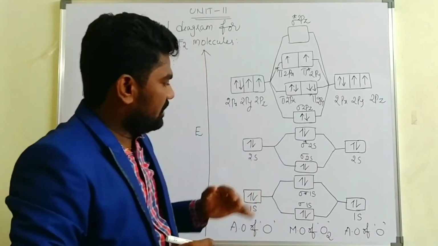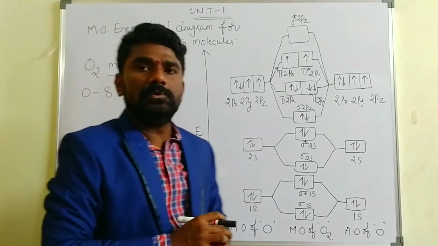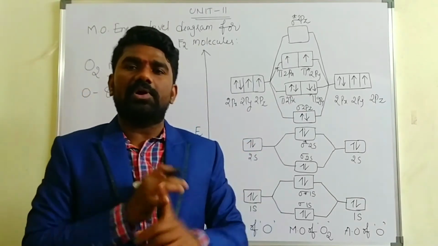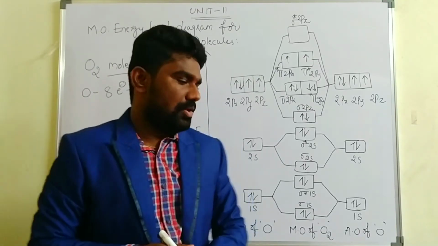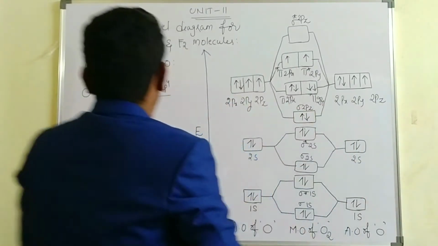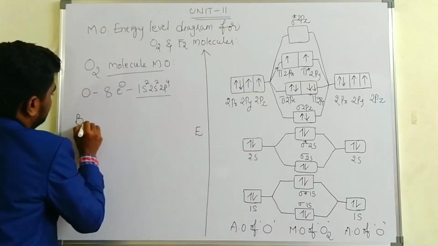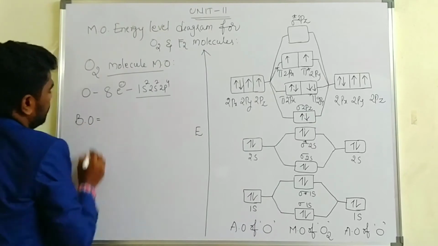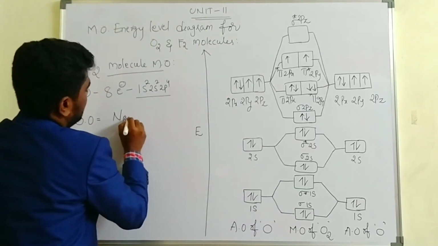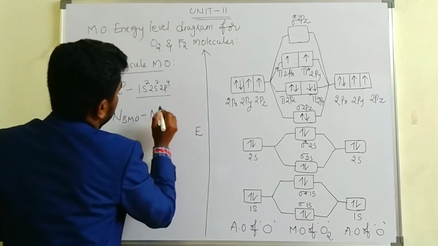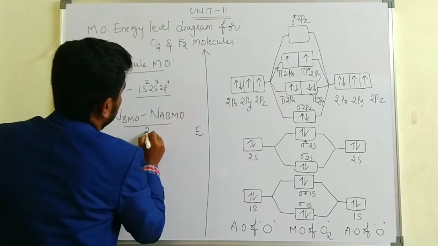After filling the electrons, what do we have to do? We have to discuss the bond order of the O2 molecule and the magnetic properties of the O2 molecule, isn't it? For that, first we need to discuss the bond order. Bond order means the number of electrons present in the bonding molecular orbitals minus the number of electrons present in the anti-bonding molecular orbitals, divided by 2.